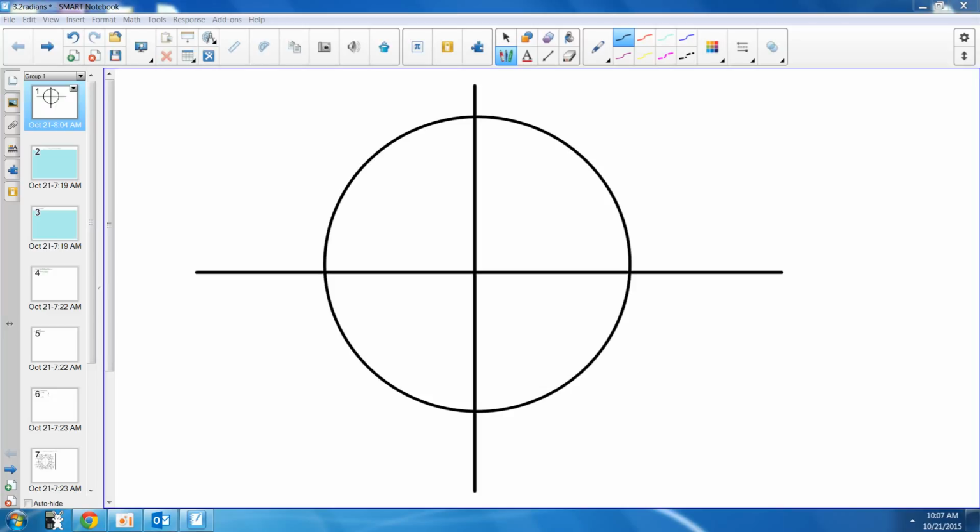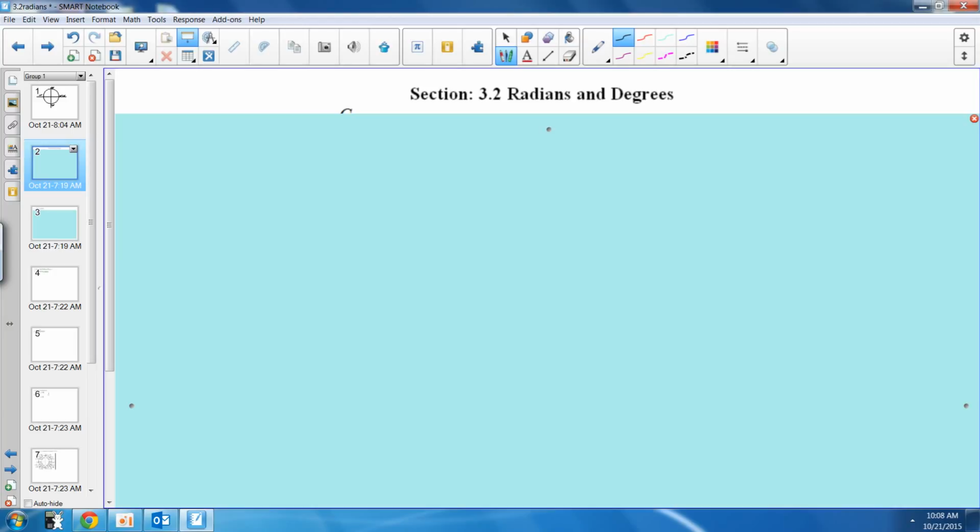We're going to set up this unit circle the same way as before, where we knew that these were 0, 90, 180, and 270 degrees, as well as 360. I'm going to come back to this, and I'm going to write in the radian measures instead of the degree measures so we can start thinking that way instead of degrees all the time. The section is 3.2 on radians and degrees, how to convert between the two. What does a radian mean?